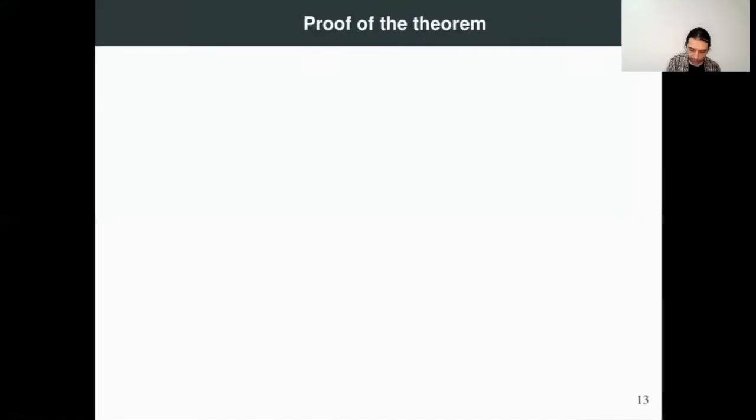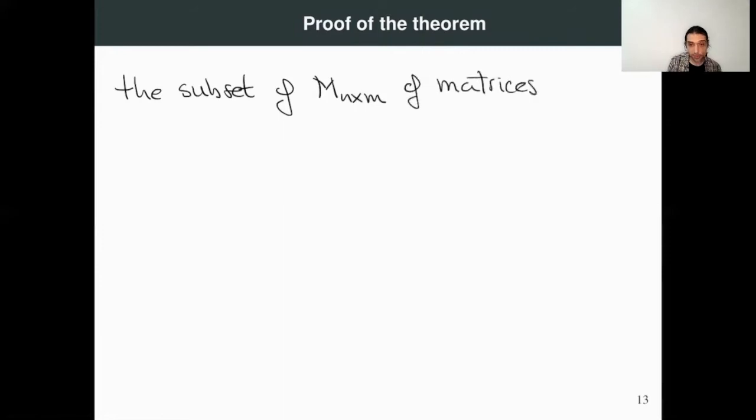But let's remind ourselves of a fact that holds for matrices, and it's that matrices of maximal rank are an open set. If you consider the subset of the n times m matrices consisting of matrices of maximal rank, that subset is actually an open subset of matrices.